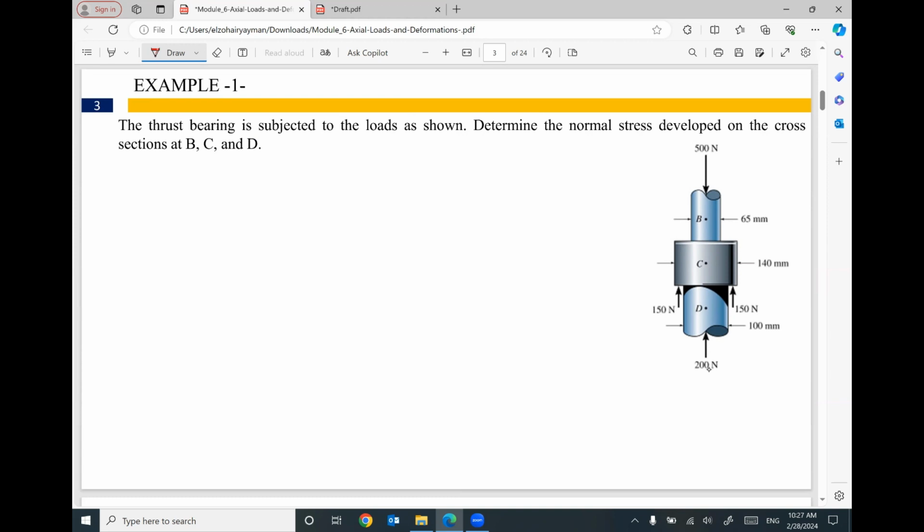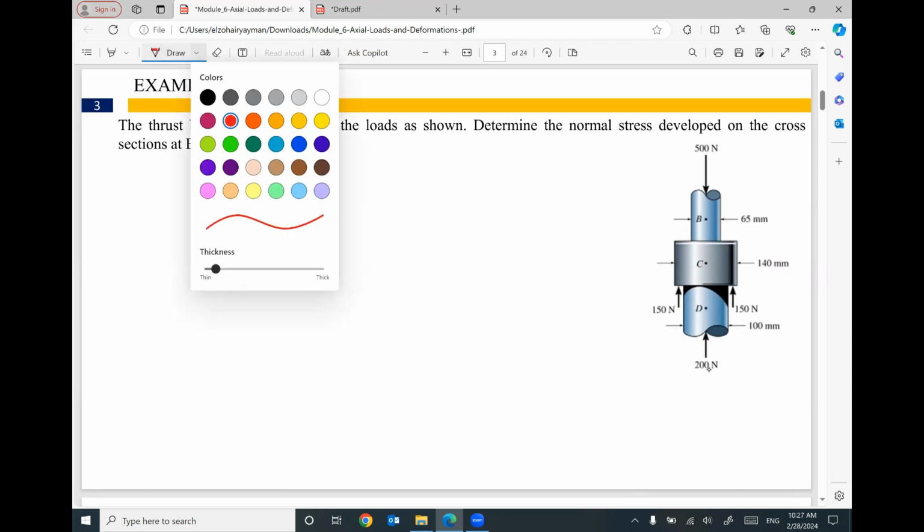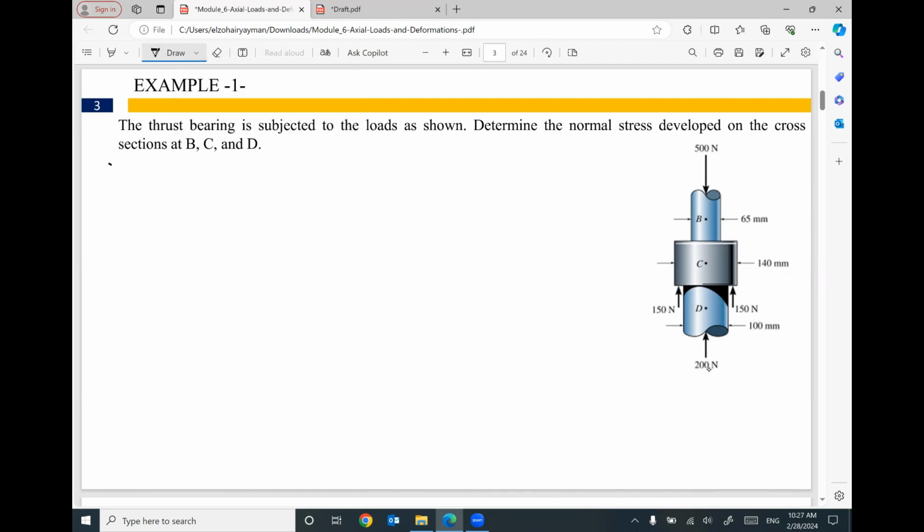The thrust bearing is subjected to the loads shown. Determine the normal stress developed in the cross sections B, C, and D. So let's start to figure out the stress at point B. It's very important: sigma at B equals the applied force divided by the cross-section area at point B.